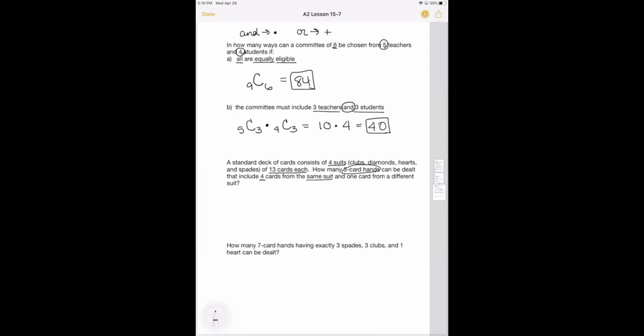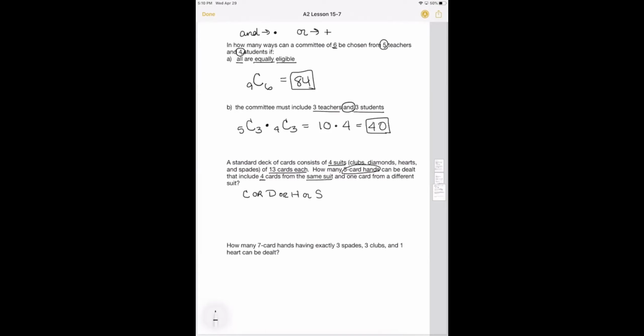All right. So I see the word and, but there's also something else going on here. What if I include 4 cards from the same suit? What makes it complicated is I could have those 4 cards be clubs, or they could be diamonds, or they could be hearts, or they could be spades. Alrighty?